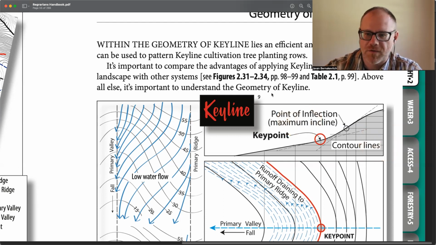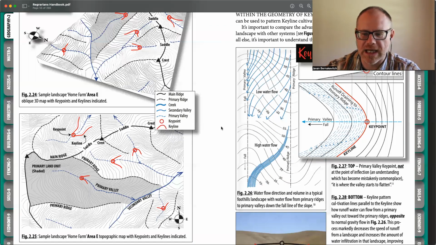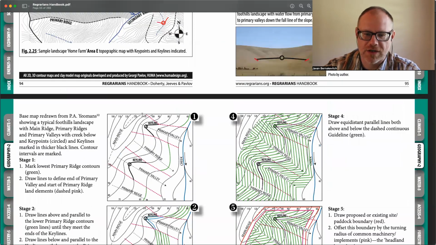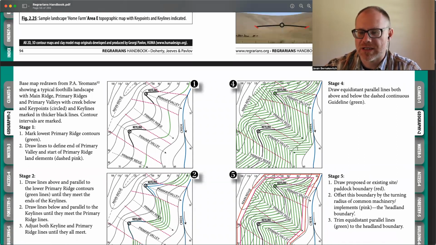Now, the reason for the key point and the key line was the key line was a place where if we took that key line and we transposed it down slope, equidistant, we would get what's called a keyline pattern or keyline geometry. And that keyline geometry, if you're looking at it, you can start to see that it starts high up in the valley and then crosses to be lower down on the ridge. So here we've got 40, 50, 60, and 70.